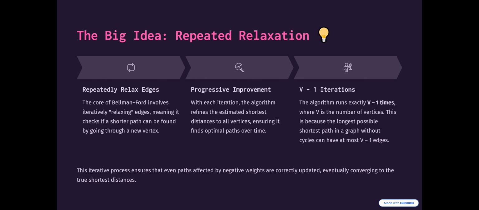Here's the big idea. The Bellman-Ford algorithm repeatedly relaxes all the edges in the graph, meaning it keeps checking if the shortest distance to a vertex can be improved by going through another vertex. It does this exactly V minus 1 times, where V is the number of vertices. Why V minus 1? Because in the worst case, the shortest path can have at most V minus 1 edges.